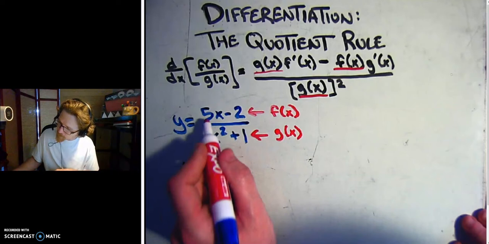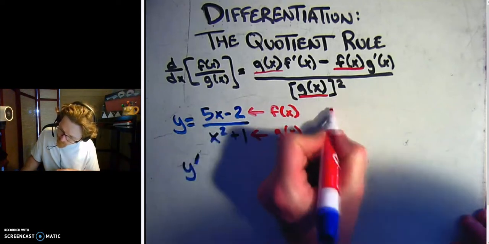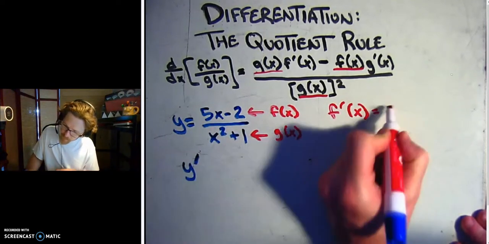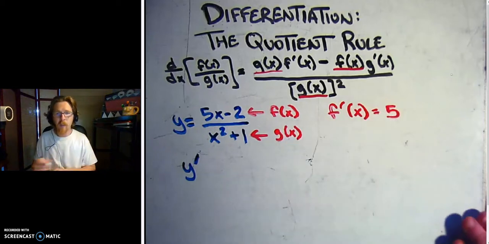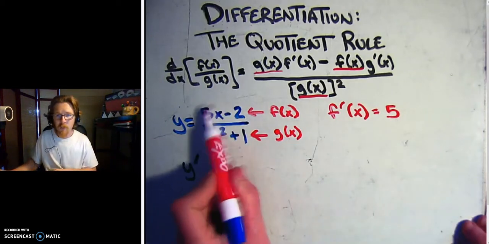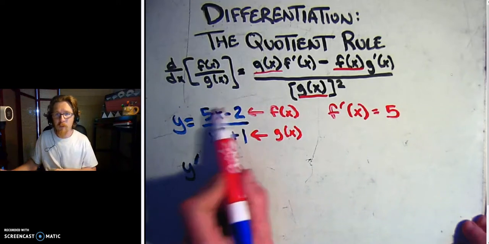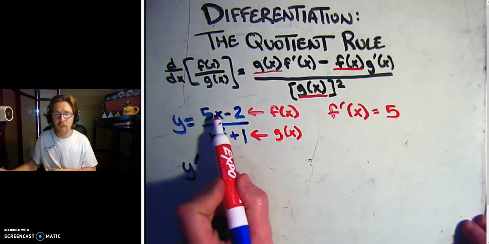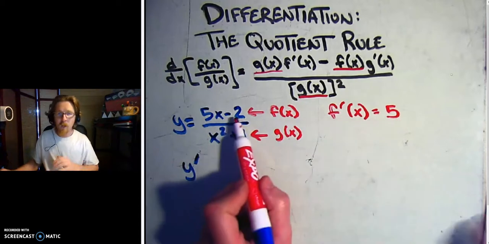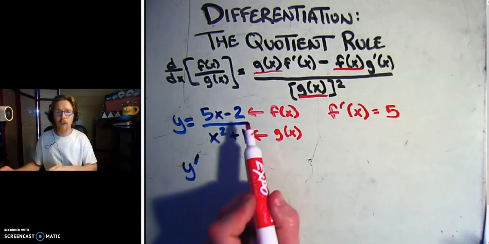So if f of x is 5x minus 2, that means that the derivative of 5x minus 2 is just going to be 5. Because this is almost like a power rule. The 1 comes down, becomes a 0, and so you just get 5 times 1 times x to the 0, which is just 1. So we're just left with 5, and the constant 2 becomes 0 anyway.